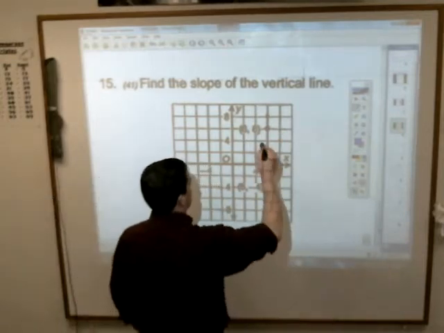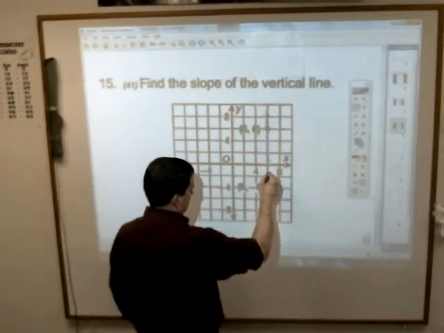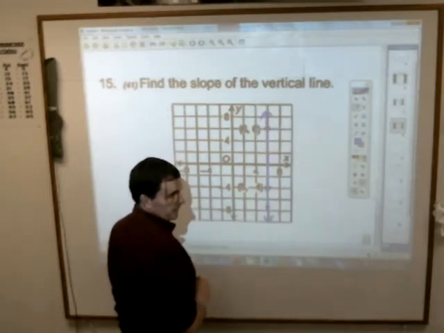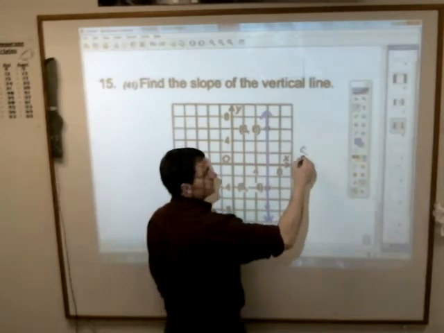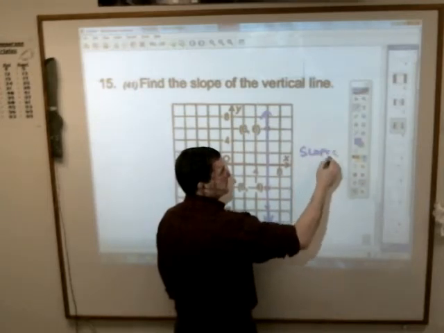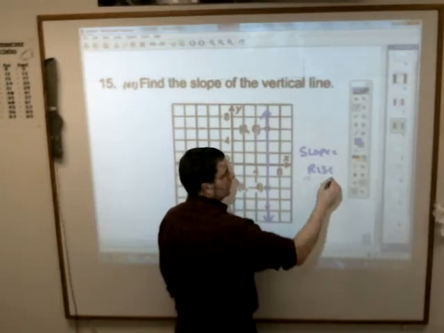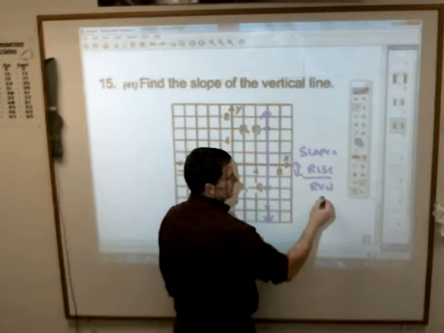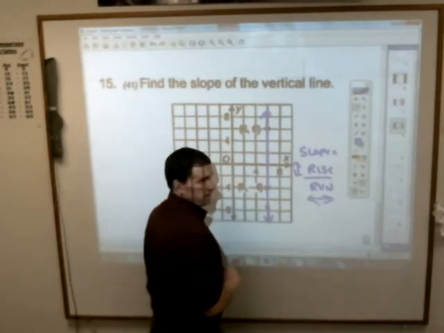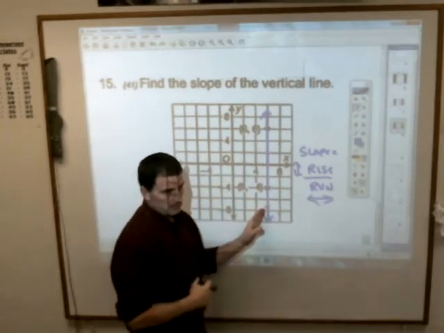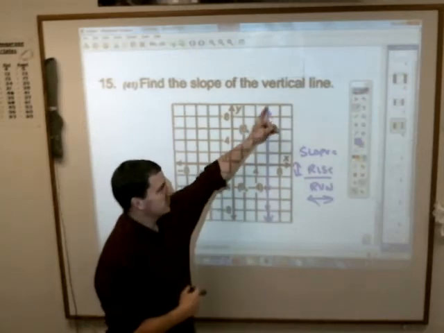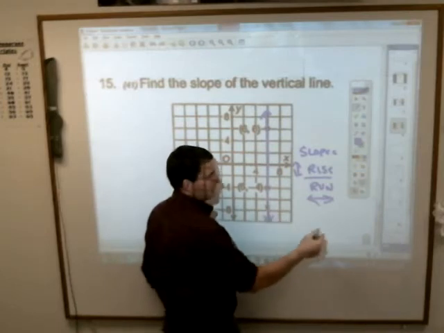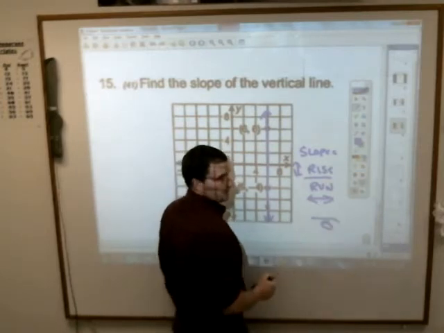Yeah. All right, here's the deal, and here's how you can remember, okay? Slope is rise over run. The rise is the up and down, and the run is how much it goes sideways. And if you look at this line, the rise actually goes up forever. But the run, how wide is it? It's no wide. It's 0 on the bottom.